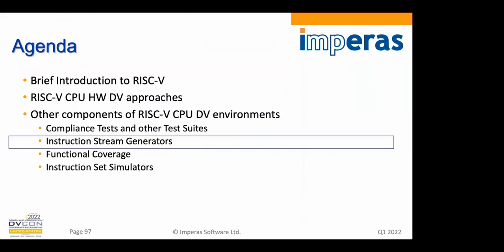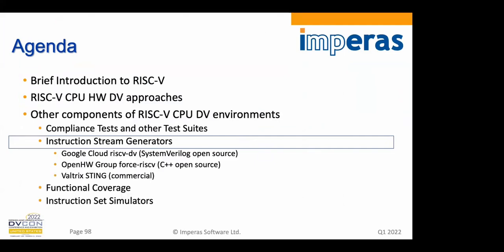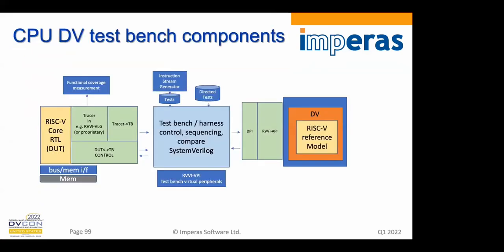Having looked at test and compliance tests and different test suites, let's now move on to one of the other components in DV environments, instruction stream generators. We're going to look at three. We're going to talk about the Google one, then show some of the Force RISC-V running, and then Valtrex.